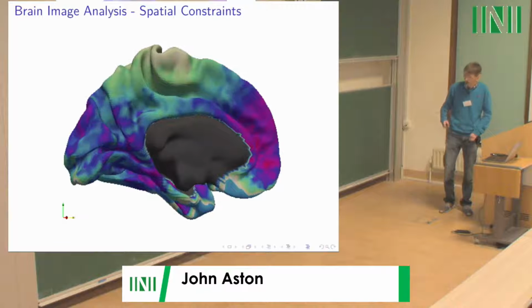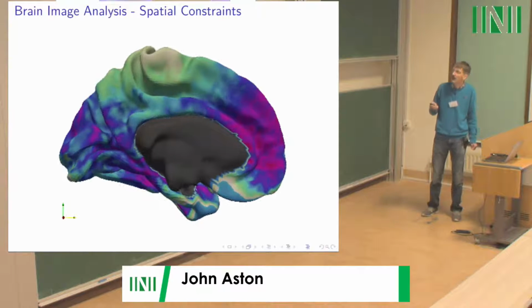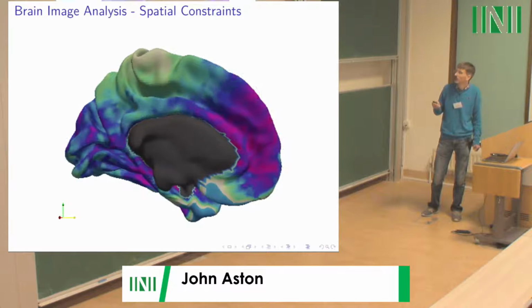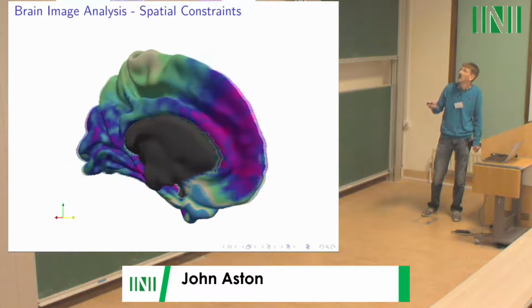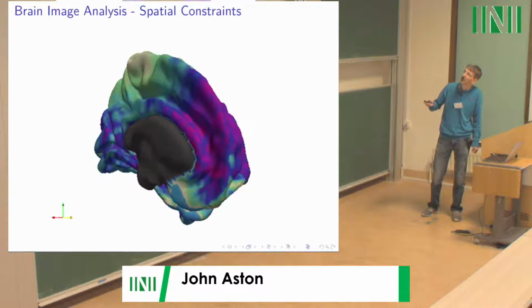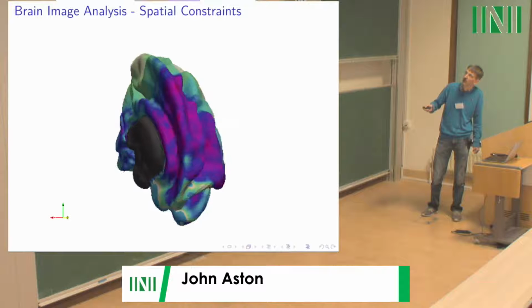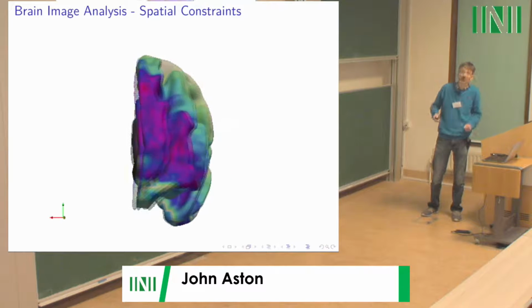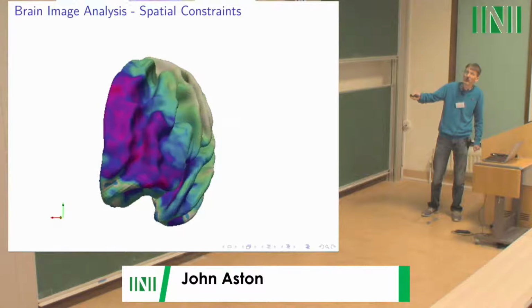I'm going to talk about brain imaging. This is a left hemisphere. And what you can see is that part there is the part that joins the two hemispheres together. So it's not on the surface. But the rest of this is on the surface.